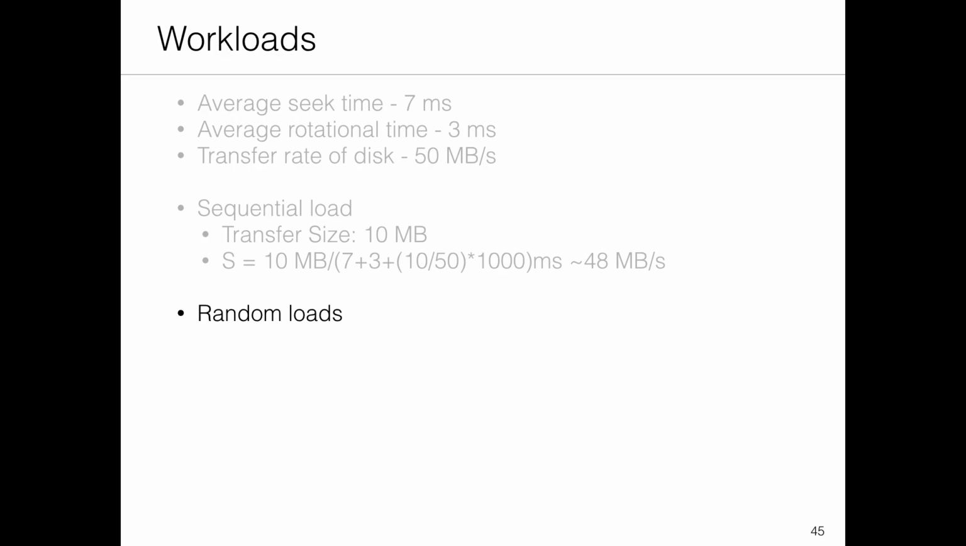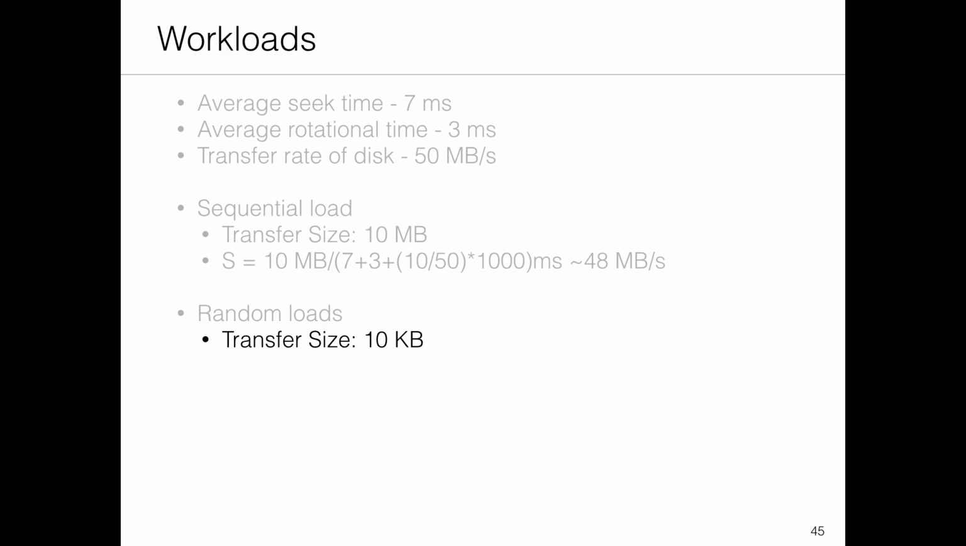Okay, what about the random load? What is going to be R? Now it depends on how many sectors you need to move. 10 kilobytes, that's it. So in random load, we generally think of whatever is the transfer size, that's the size of the sector. That's how we generally solve this problem. That's a single sector read and write. How much time will that take?